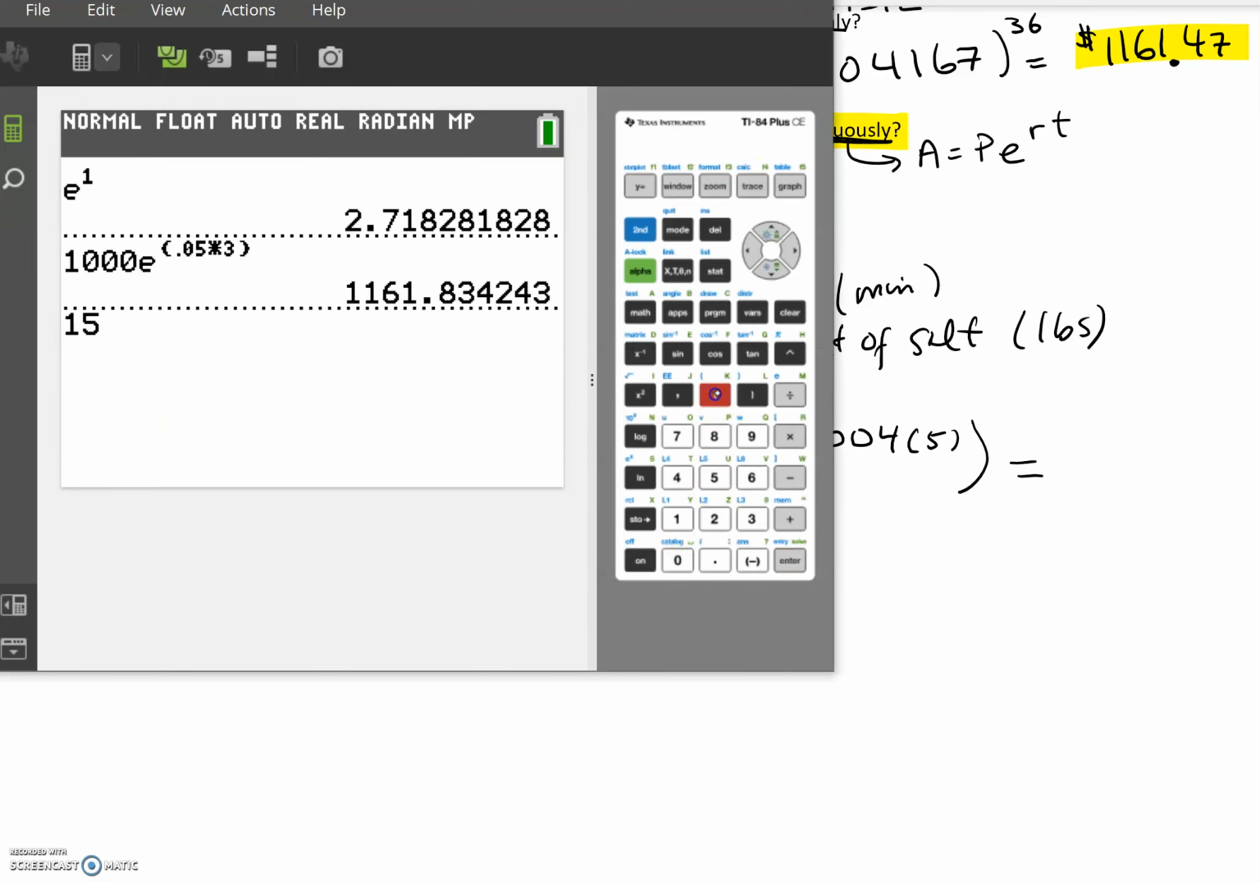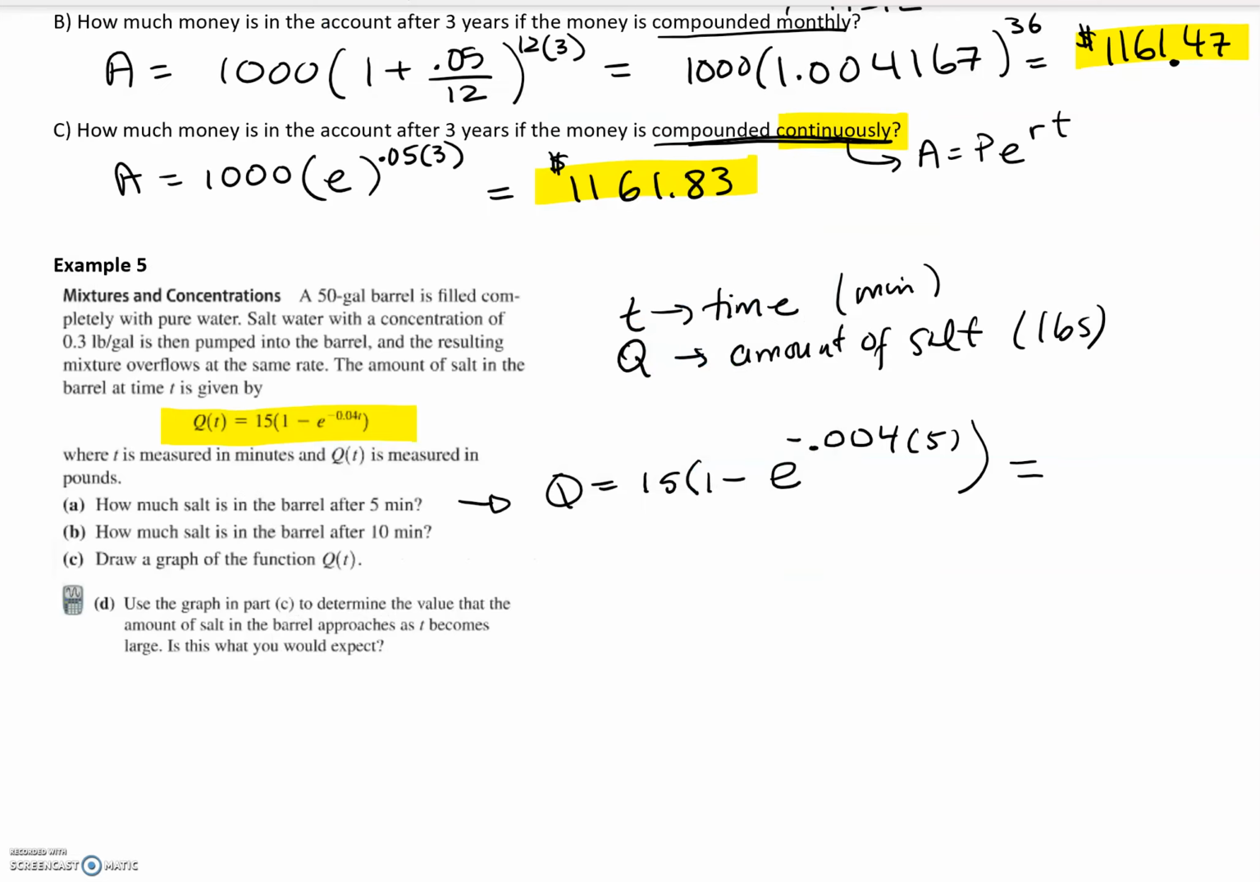So we've got 15 times (1 minus second e ln, which gives me e to the negative 0.04 times the 5 minutes), and we're going to close parentheses. So I'm doing it all in one shot. If you don't have a TI calculator, you're going to have to do it step by step: the e to the negative exponent, then 1 minus it, and then multiply the result by 15. So when I push enter, I have about 2.72 pounds after 5 minutes.